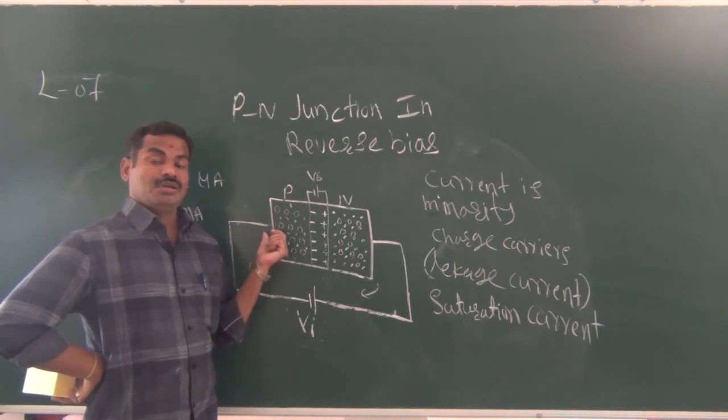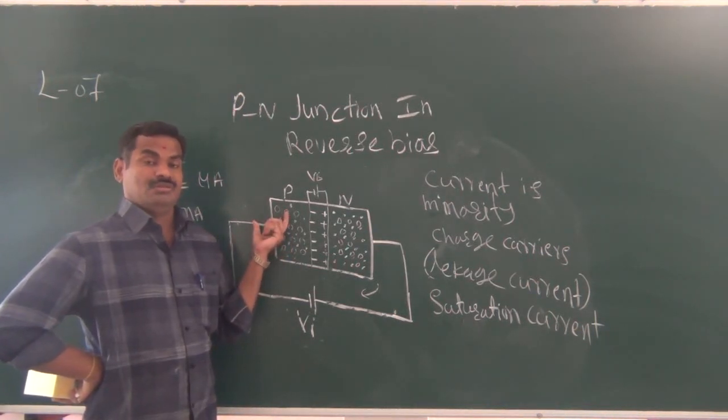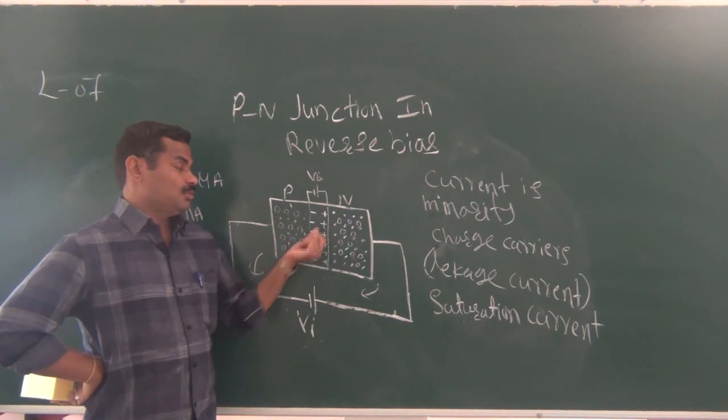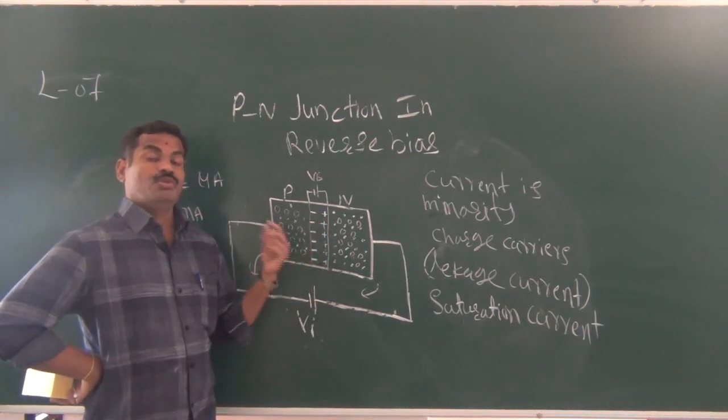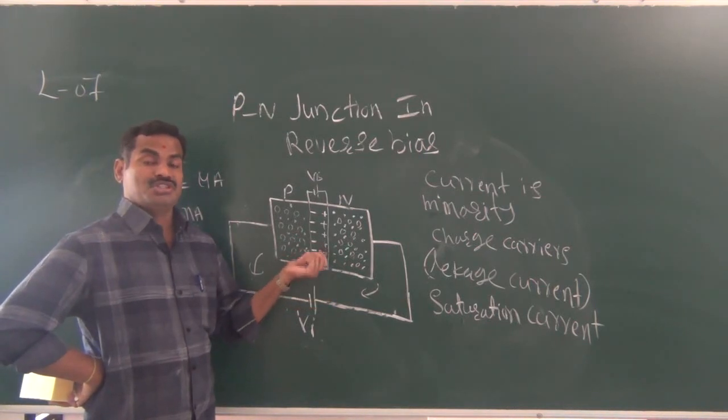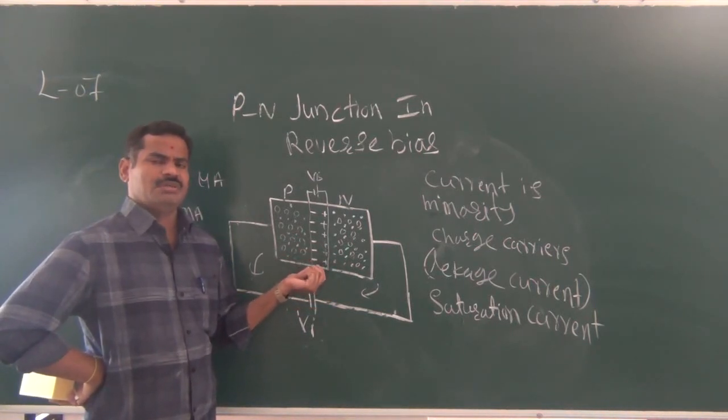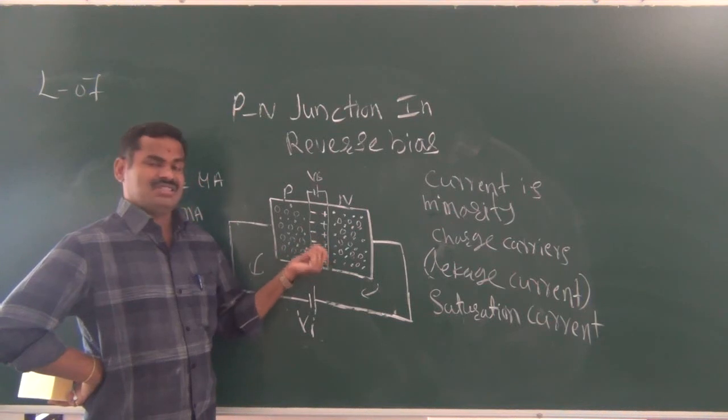Why does the diode conduct in forward bias? Because of the low resistance, since the depletion layer is reduced, and reverse bias has more resistance, which is nothing but the depletion layer increasing.